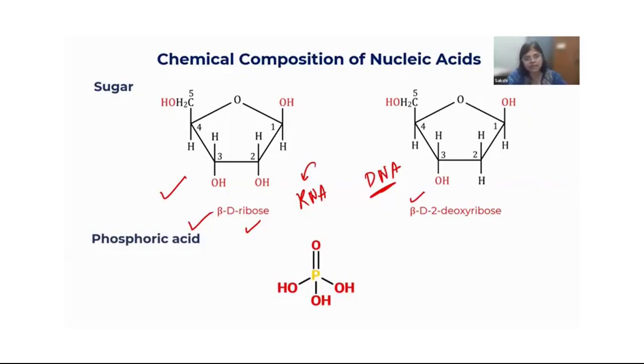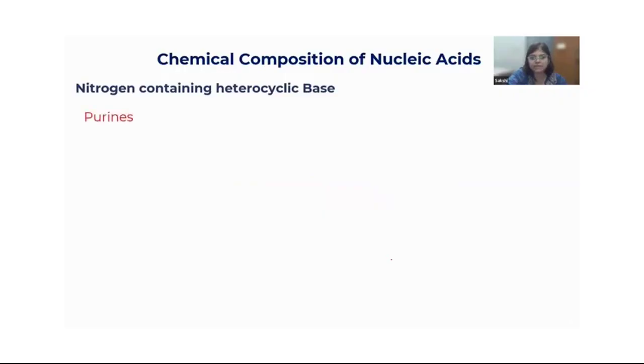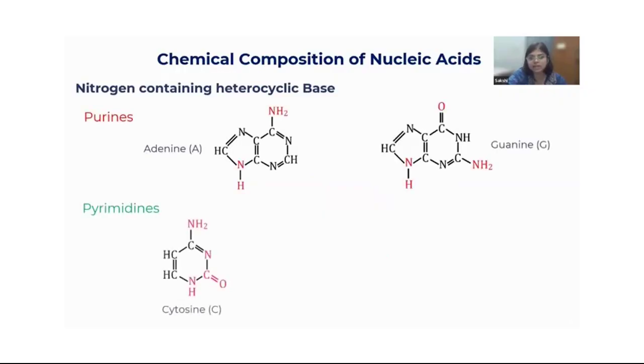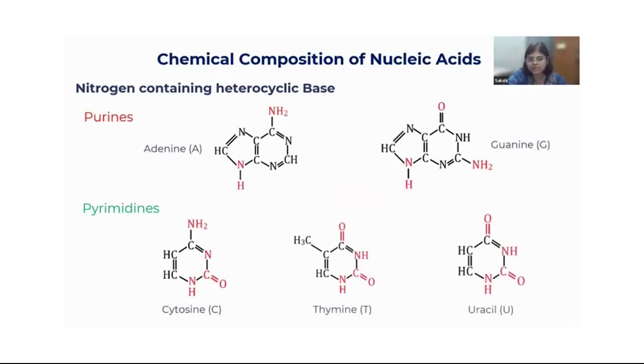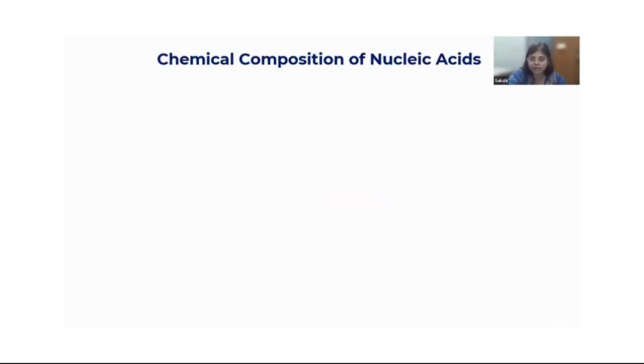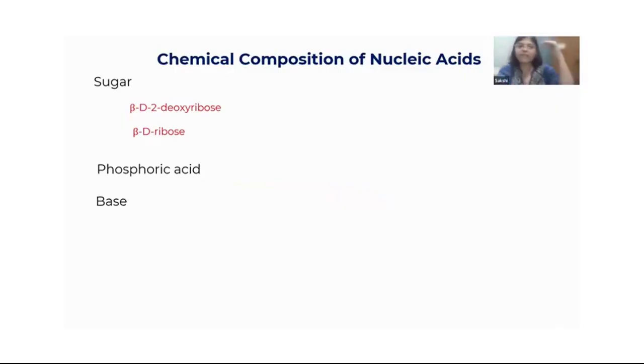Now, as I told you, the composition of nucleic acids is sugar, phosphoric acid, and a base. This is the sugar, this is the phosphoric acid, and we have the nitrogen-containing bases, which are divided into two types, that is purines and pyrimidines. Purines are adenine and guanine. Pyrimidines are cytosine, thymine, and uracil. They combine together to make the nucleic acids, right? So basically, the sugar used is beta-2-deoxyribose or beta-D-ribose. We have phosphoric acid and bases. These are the bases, right?